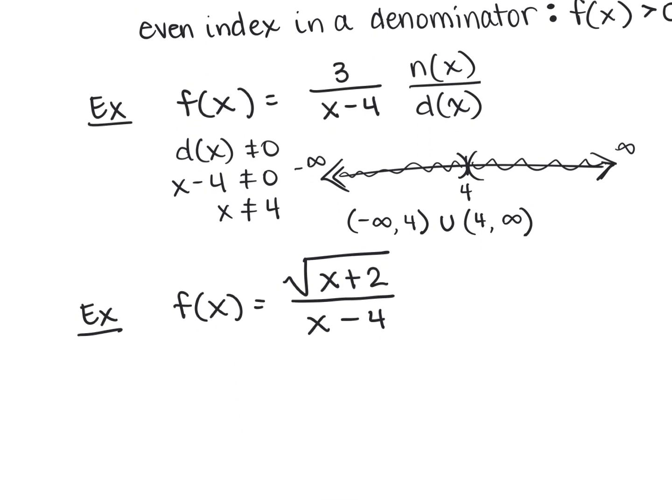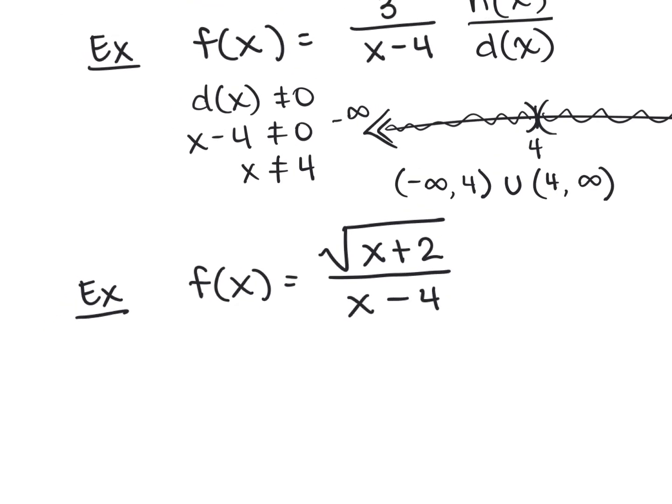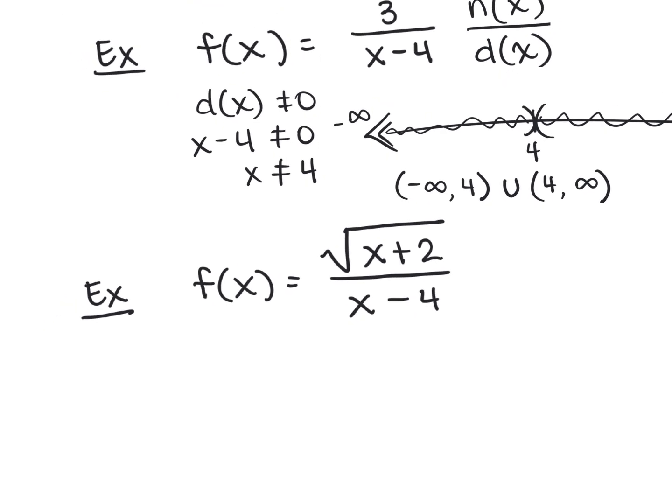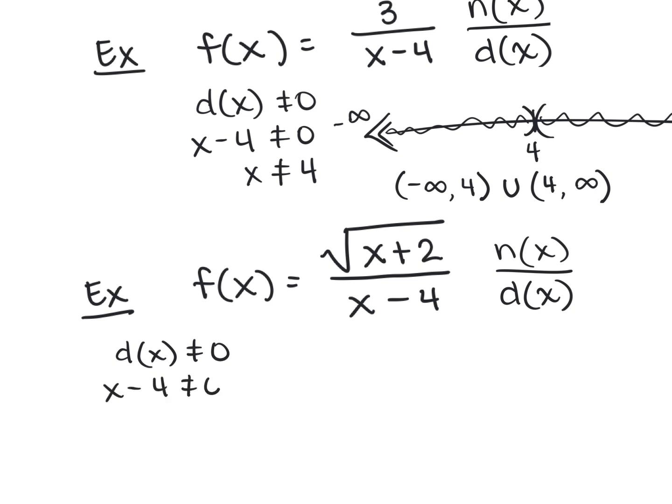Next example we have is a rational function that has a radical within it. All right, so I have n of x and I have d of x. Again, numerator and denominator. So my concern is that number 1, d of x, the denominator, cannot be equal to 0. So my denominator is x minus 4 cannot be equal to 0. So that means that x cannot be equal to 4.